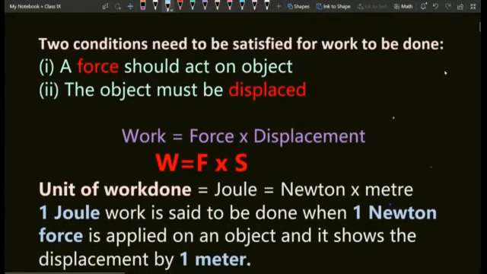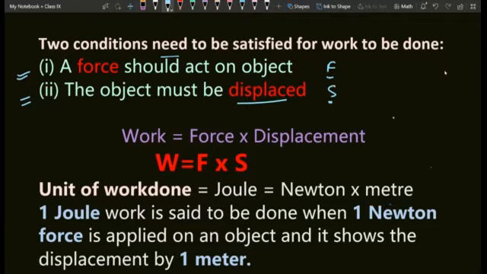So you see, two conditions need to be satisfied for work to be done. First one, a force should act on the object. That means there must be a force. And the second one, the object must be displaced. Means there must be a displacement also. So in the presence of force and displacement together, only then is the work said to be done.